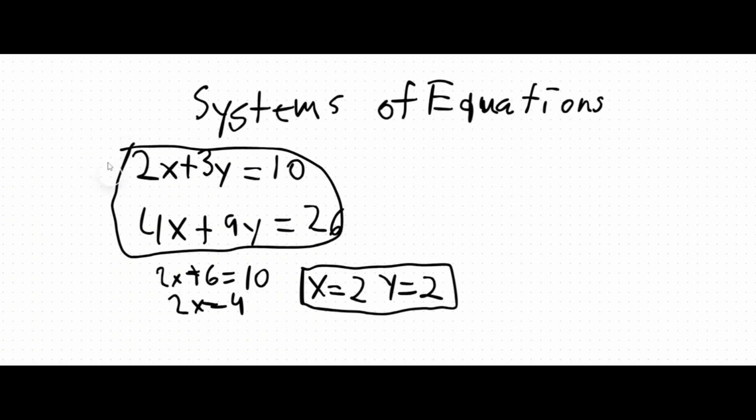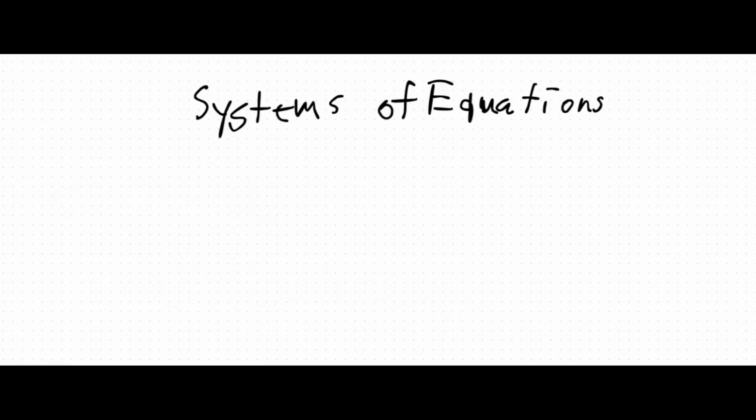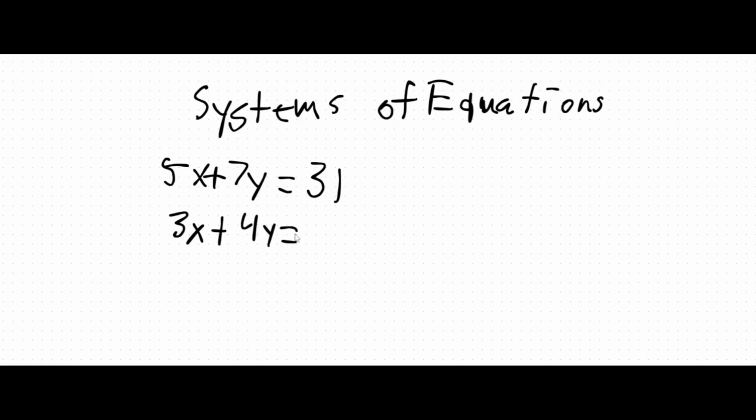Now, for our next example, we are not going to have such simple multiplication and may have to do some more complicated multiplication. So we can have 5x plus 7y equals 31, and let's make it 3x plus 4y is equal to, let's make it 18. All right, first step, trying to eliminate one of them.